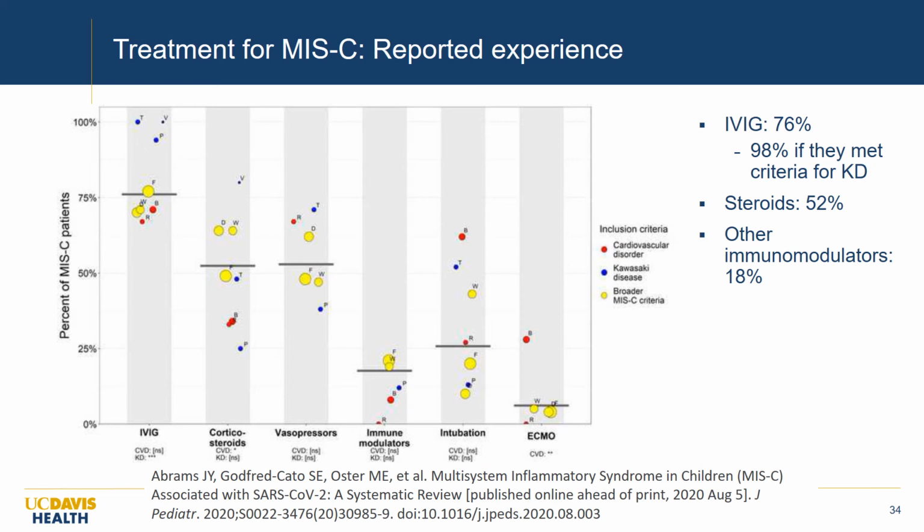So you can see with IVIG that if they met criteria for Kawasaki disease, 98% of them were treated with IVIG, which makes sense because that's our approach to Kawasaki disease. About half of patients overall were treated with steroids. About half of patients required vasopressors, and then only about 18% required other immunomodulators, which included things like anakinra and infliximab. Here you can see about a quarter of patients required mechanical ventilation, and then less than 10% required ECMO.